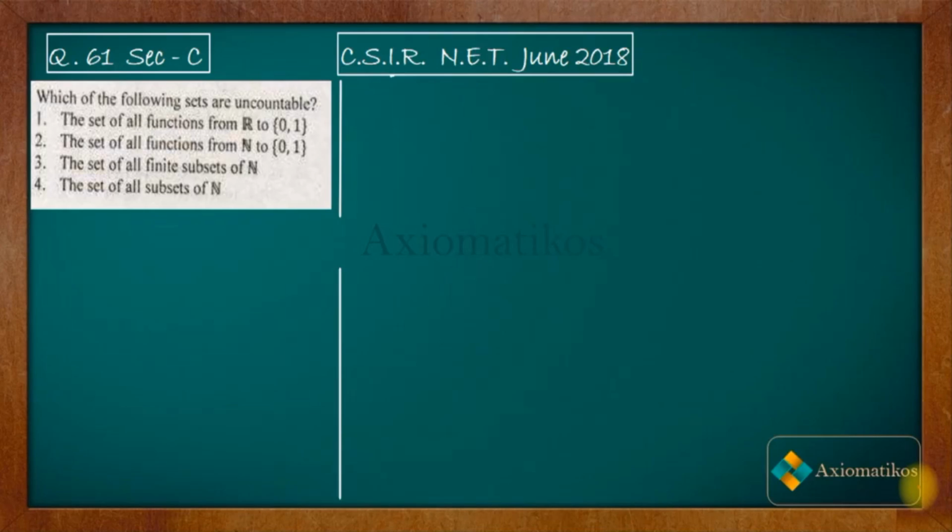See, it's a problem of analysis. Let us have a look. Which of the following sets are uncountable? The set of all functions from R to {0, 1}, the set of all functions from N to {0, 1}, the set of all finite subsets of N, the set of all subsets of N.